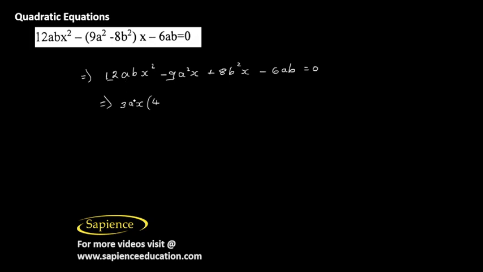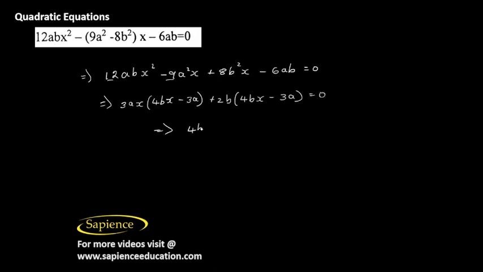A also got divided, but b is remaining. X is divided from x square, so one more x must be present. Now to the second term, 3ax has been removed, so minus 3a. Now in the next two terms, we can take a 2b common outside, so plus 2b into 4bx minus 3a equals 0.